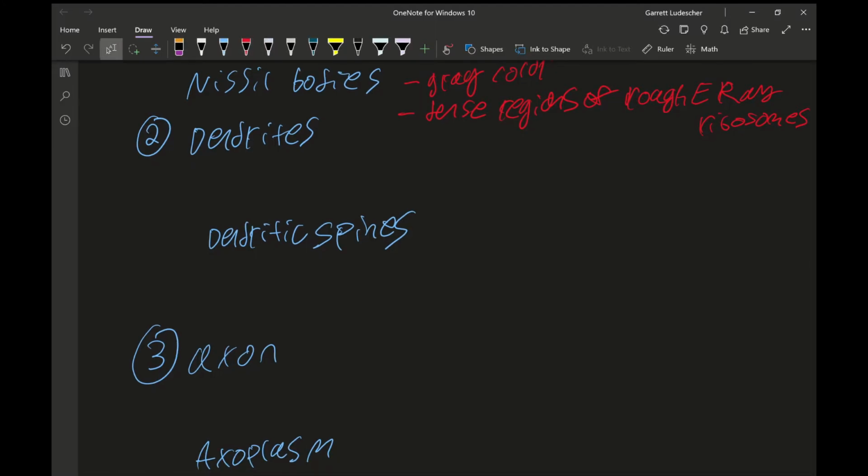Okay, so next up we have dendrites. Dendrites are like the receiving part of the neuron on the presynaptic cell. So they're highly branched, and each of the branches have these things called dendritic spines. Dendritic spines are kind of like cilia or villi in your digestive tract, and they're really there to increase surface area, and that's the part that receives info from other neurons.